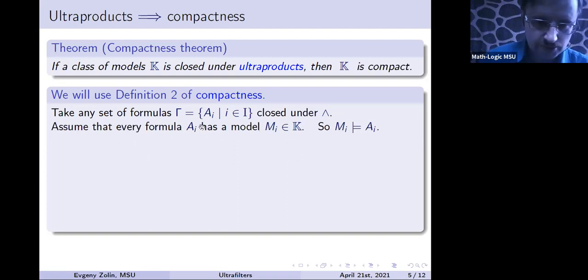So assume that every formula has a model in K. Let us denote this model by Mi. So in the model Mi, the formula AI is true. How can we build a big model, some model M, in which the whole set gamma is true? Of course, by ultraproducts. But for ultraproducts, we need not only models, but also an ultrafilter. How can we build an ultrafilter?